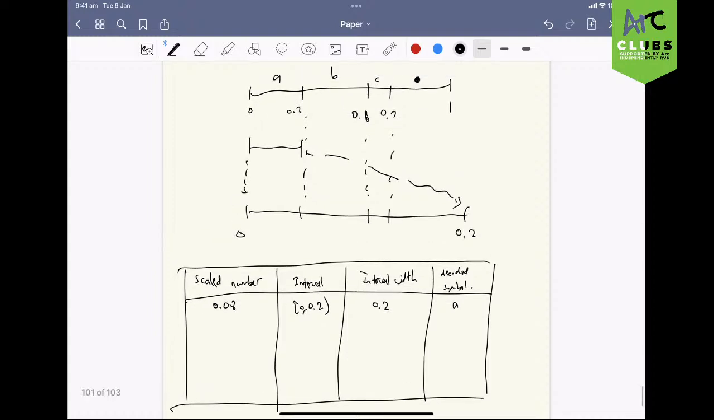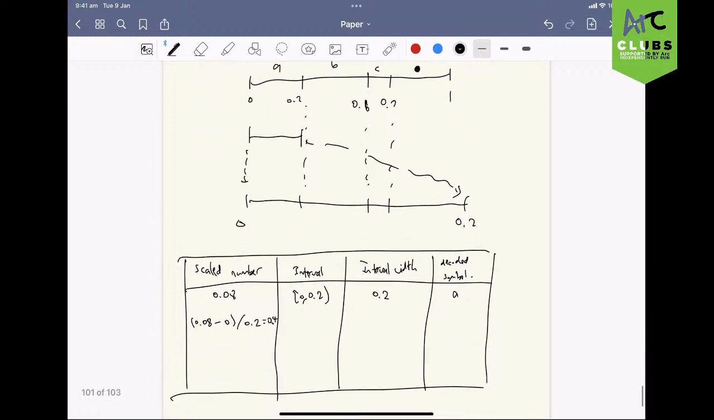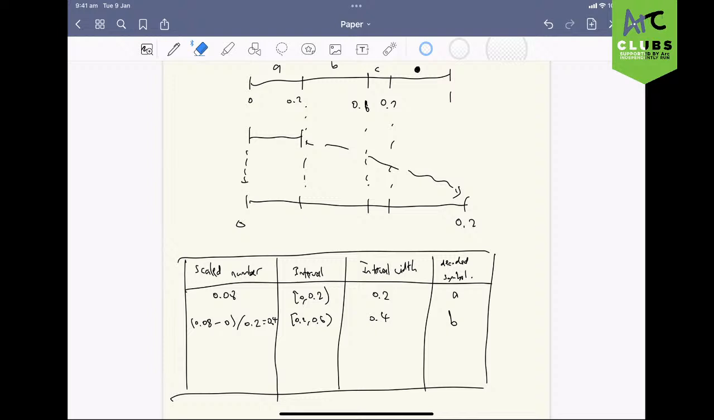So how do we do that? We take away the start position of the interval that we ended up with, so 0, from the previous encoding number, and we divide by the length of that interval. That gives us 0.4. And we look at where 0.4 lies in the original subintervals. So 0.4 should be around here. We end up in the 0.2 to 0.6 range, and the interval width of this is 0.4. And the decoded symbol will be B because we ended up in the B subinterval.